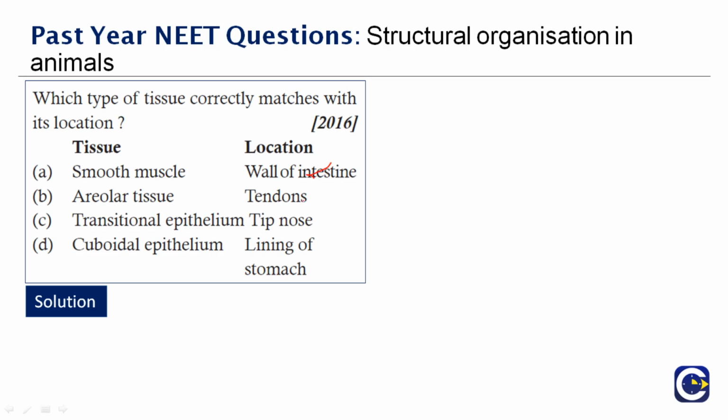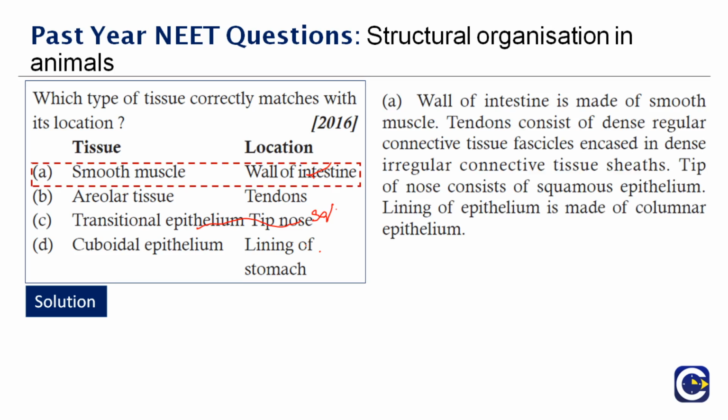Tendons consist of dense regular connective tissue, and they are connective tissues. They are not found in areolar tissues. The tip of the nose consists of squamous epithelium. Cuboidal epithelium, if you see, the lining of the stomach happens to be columnar epithelium. Therefore, the correct answer to this question is option A, smooth muscle wall of the intestine. This particular option is correctly matched, while the rest are wrongly matched.